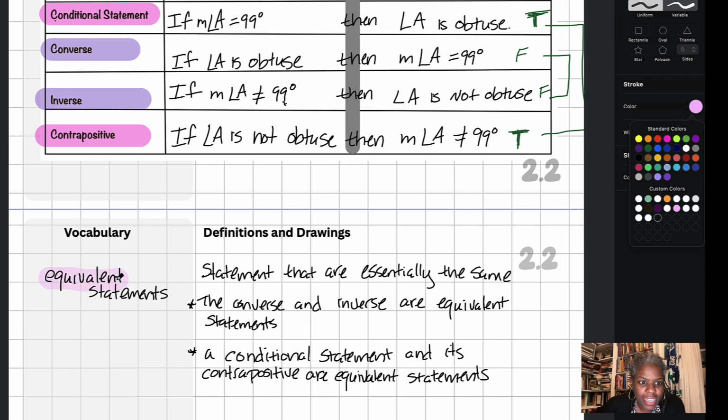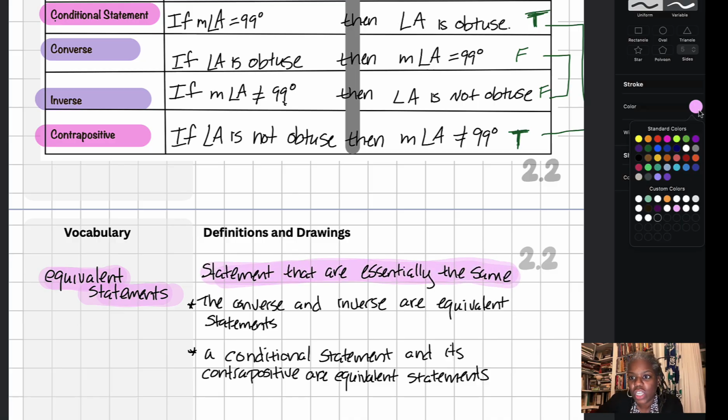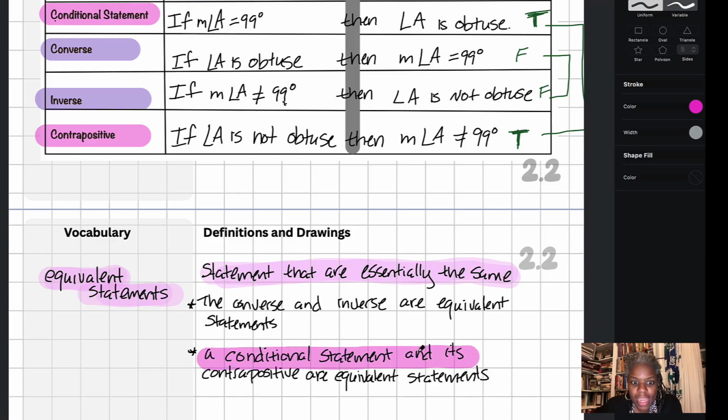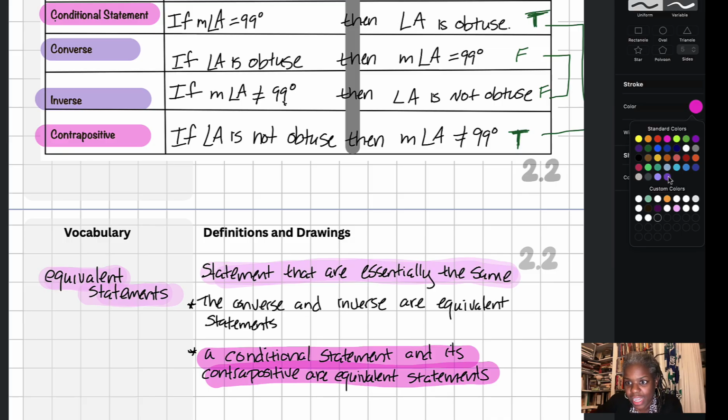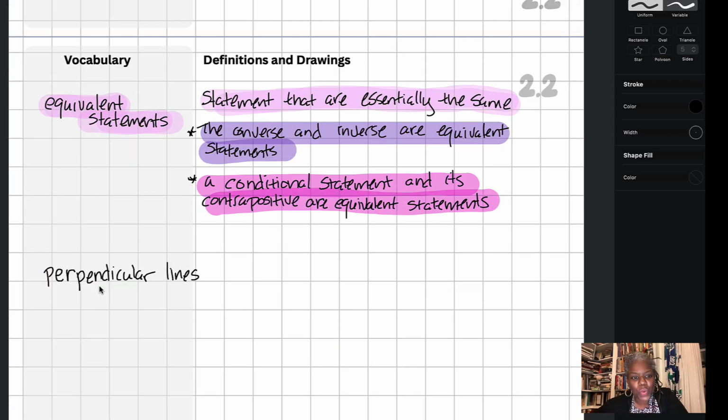So again, I want to highlight the idea that equivalent statements are statements that are essentially the same, equivalent in meaning, and we just talked about two. When we have the conditional statement and the contrapositive, those statements are essentially equivalent. And when we have the converse and the inverse, those are equivalent statements as well. We have a few more vocabulary words. Stay with me.